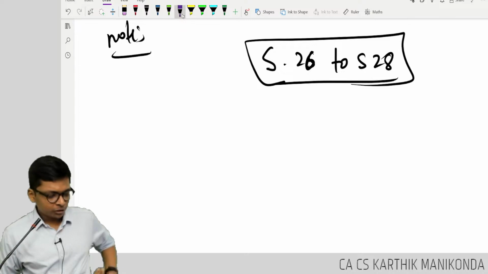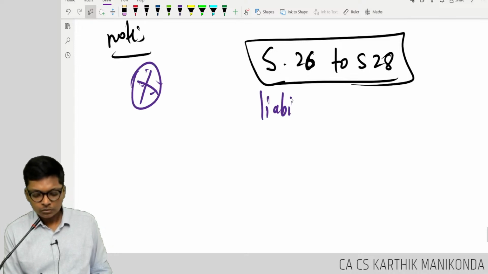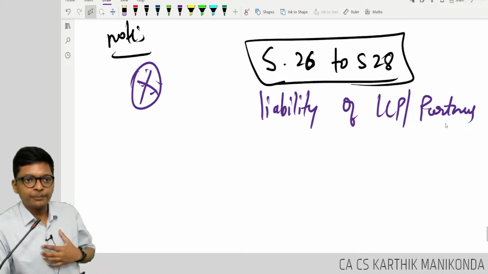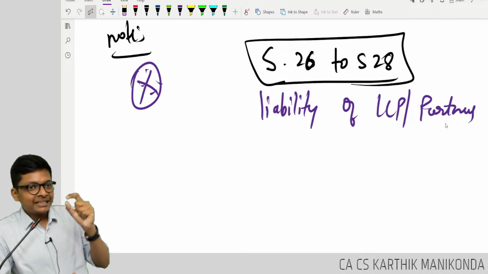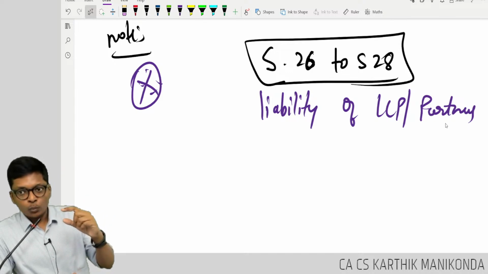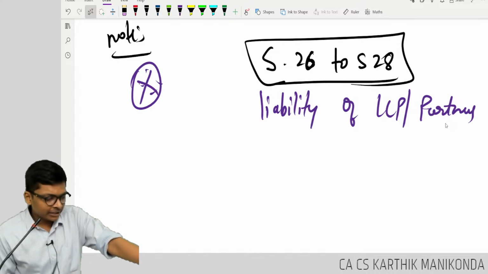Fine, let's proceed. Sections 26 to 28 are important, guys, which talk about the liability of LLP and partners. Why is this important? The act is called limited liability partnership. Now we are discussing what is the liability of partners. Are you following, guys? Clear?